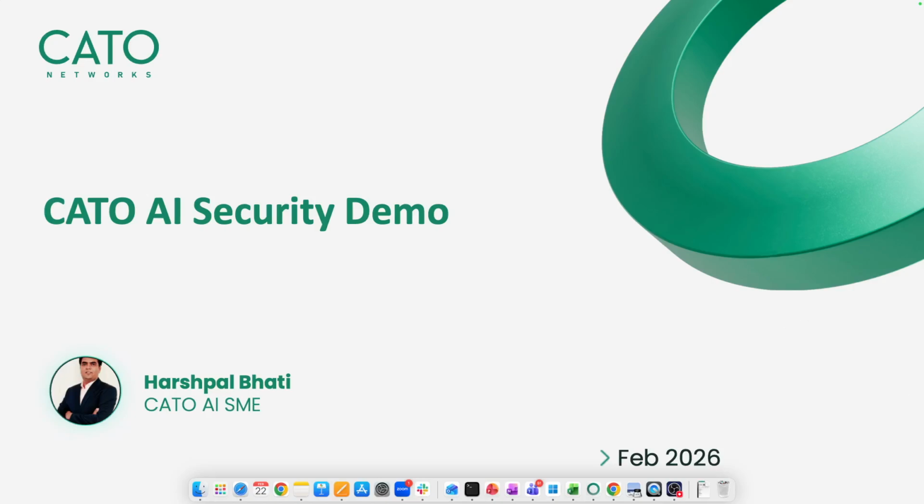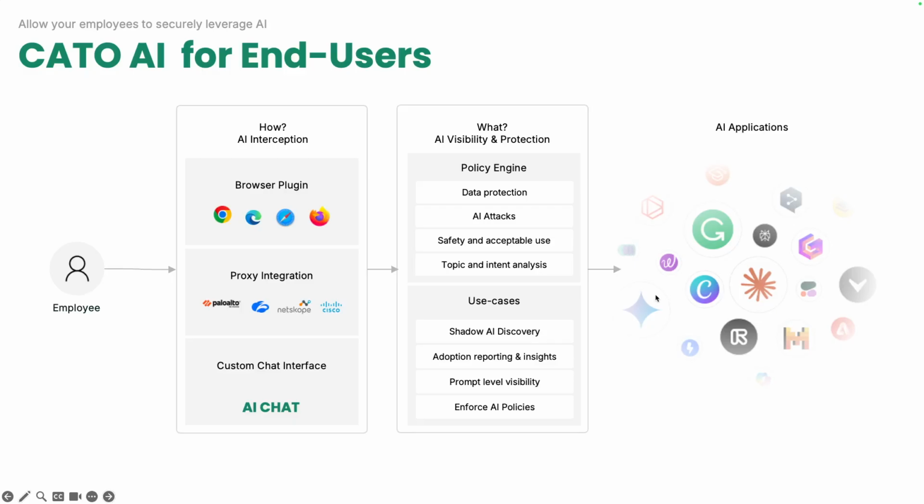Before we get into the demo, I would like to explain the flow. Let's say you are an employee. There are multiple ways the user's AI traffic can be intercepted. For example, Cato offers the browser plugin option. That means you can install a plugin and roll it out using MDMs to all your users who are using Chromium browsers.